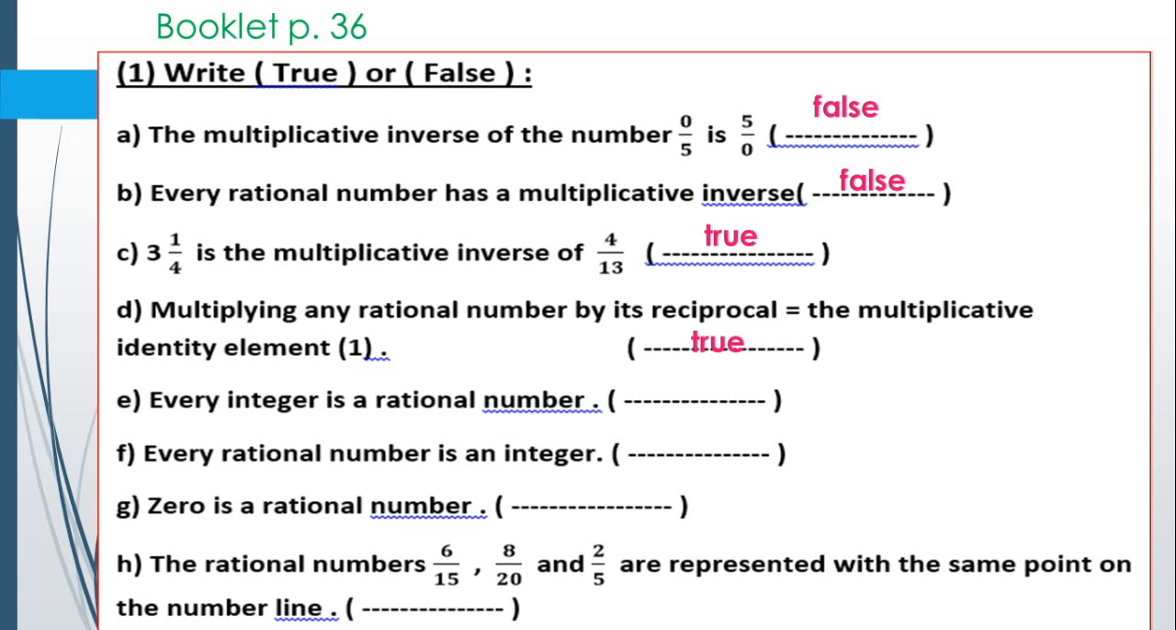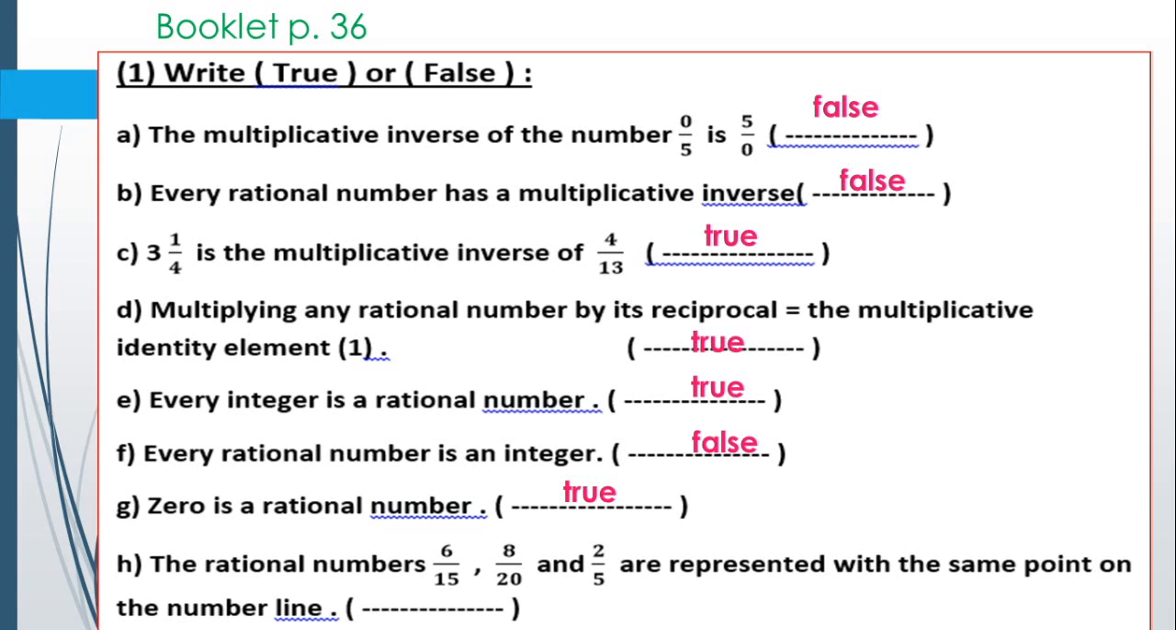Every integer is a rational number? Yes, that's true. Put in the denominator 1, it will be A over B, a rational number. Letter F, every rational number is an integer. No, not every rational number. 0 is a rational number. Yes, you can write 0 as A over B, 0 over 1, 0 over 2, and so on.